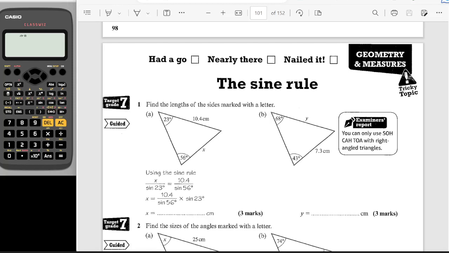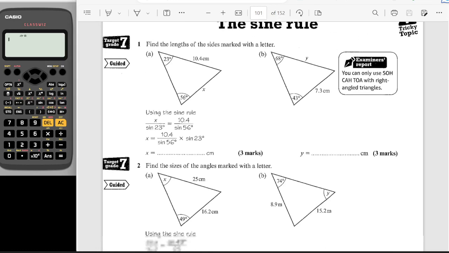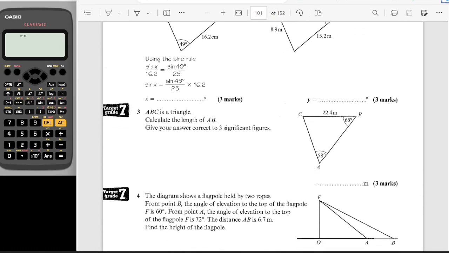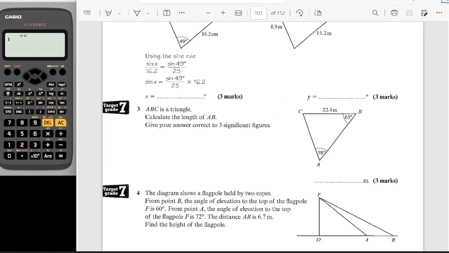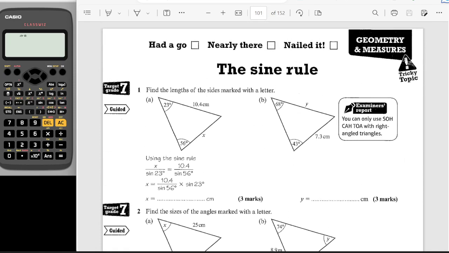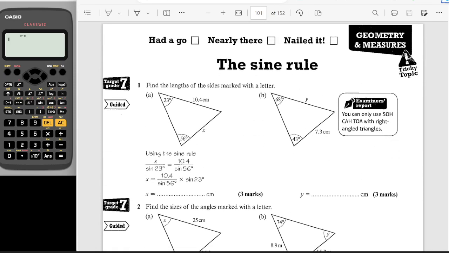Today I'm looking at the sine rule, and this is a page taken from the Edexcel higher tier revision workbook. This is topic or page 99, and we're looking at the sine rule today. Okay, so question one, find the lengths of the side marked with a letter. So we're trying to find this side here. We've got some guided here.